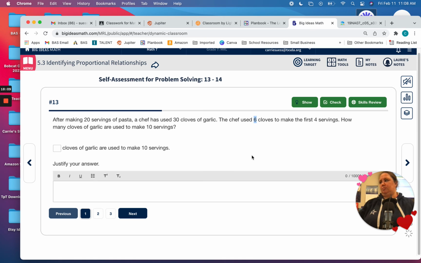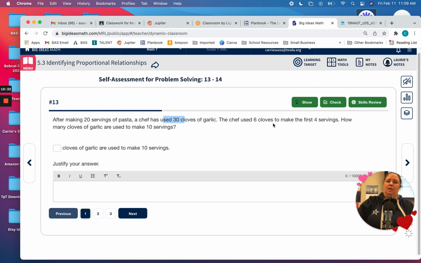Do you reduce them down to the same fraction? Yeah. Wait, no. It's the same fraction, 10. Wait, Miss, all I did was 6 divided by 4, then multiplied. No, because servings is on top. 20 servings, 30 cloves. Cloves of garlic are used to make 10 servings. Oh, you put 30 on top.